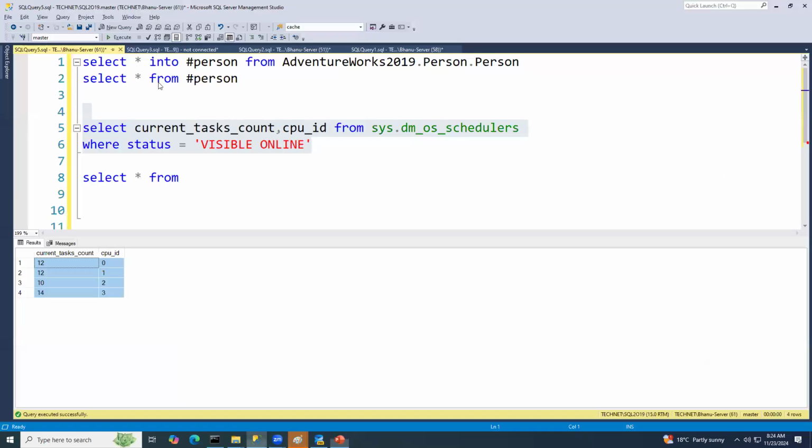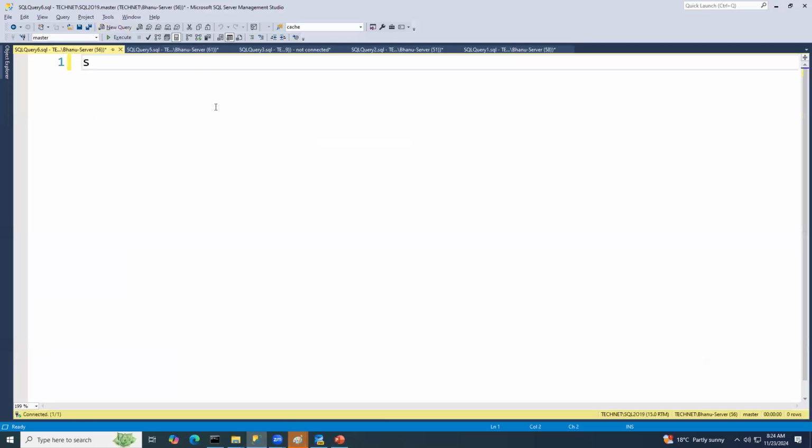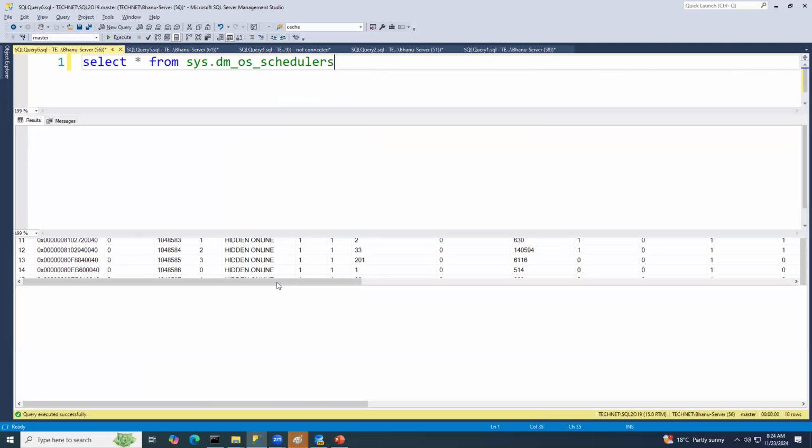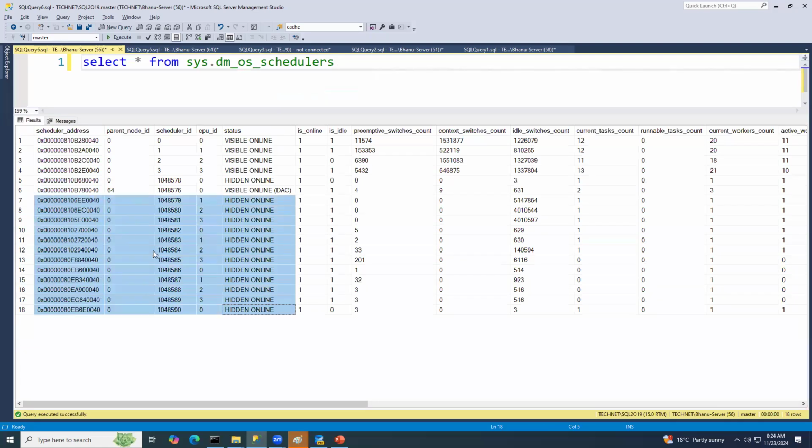So if you notice, select star from sys.dm_os_schedulers. There are multiple hidden schedulers also. There are some other internal tasks which SQL Server itself takes care of, so they do not need to execute on the CPU. That is the reason SQL Server has some hidden schedulers internally which take care of that, and they are not visible online. We will only see whatever is visible online.